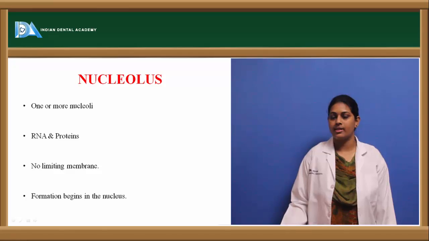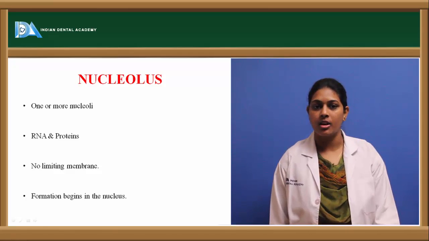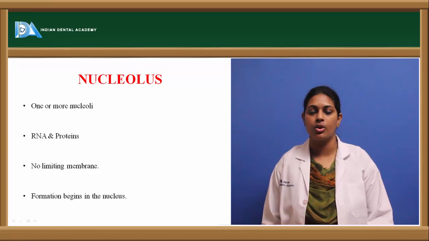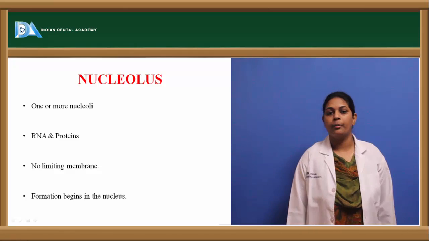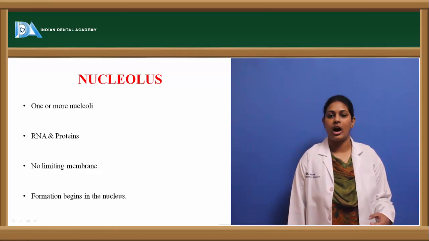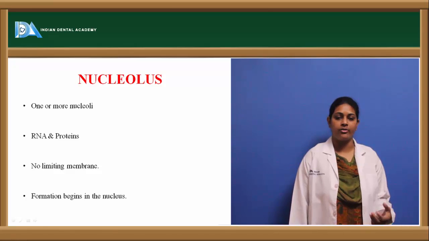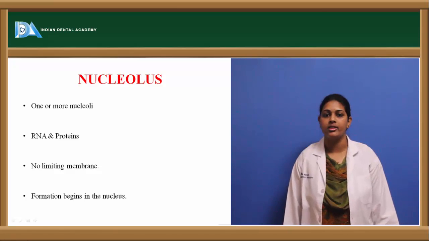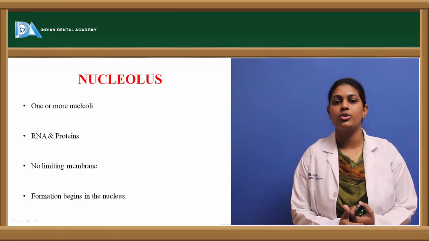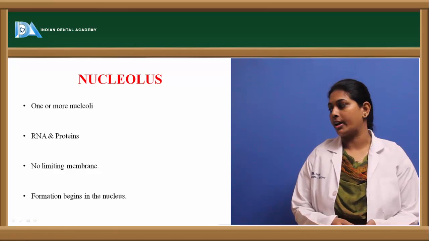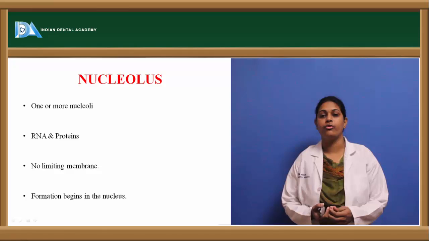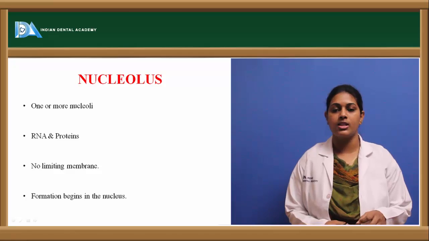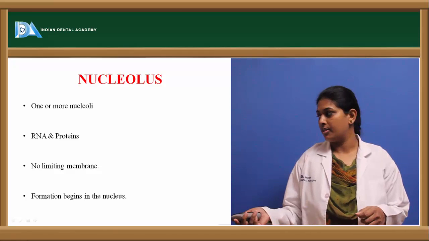Coming to the nucleolus, which is another structure, when there is a single one, it is known as nucleolus. When there is more than one, it is known as nucleoli. The major content of the nucleolus is RNA, that is ribonucleic acid, a kind of nucleic acid, and proteins. It is not covered by any limiting membrane, that is, it is not covered by a cell membrane or plasma membrane, so it is a non-membrane-limited organelle. Its formation begins from the nucleus itself.